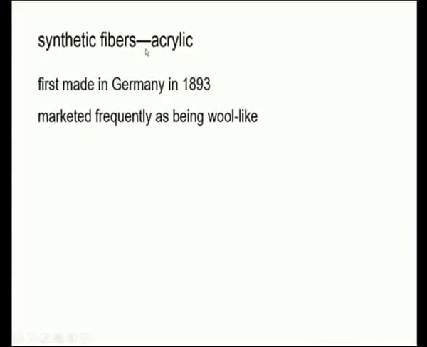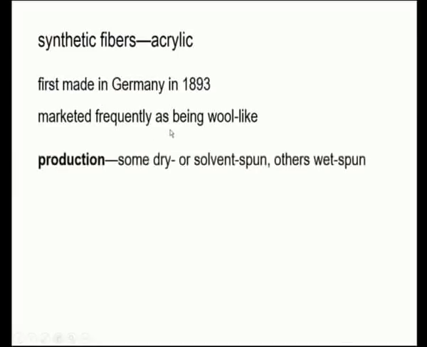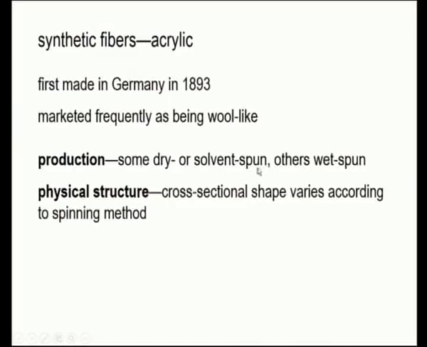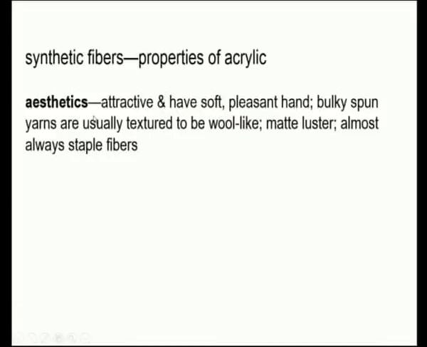And the final one, which is acrylic, first made in Germany in 1893, marketed frequently as being wool-like. Production: some dry or solvent spun, others wet spun. Physical structure: cross-sectional shape varies according to spinning method. And aesthetics: attractive, with a soft pleasant hand, bulky. Yarns are usually textured to be wool-like, matte luster, almost always staple fiber.